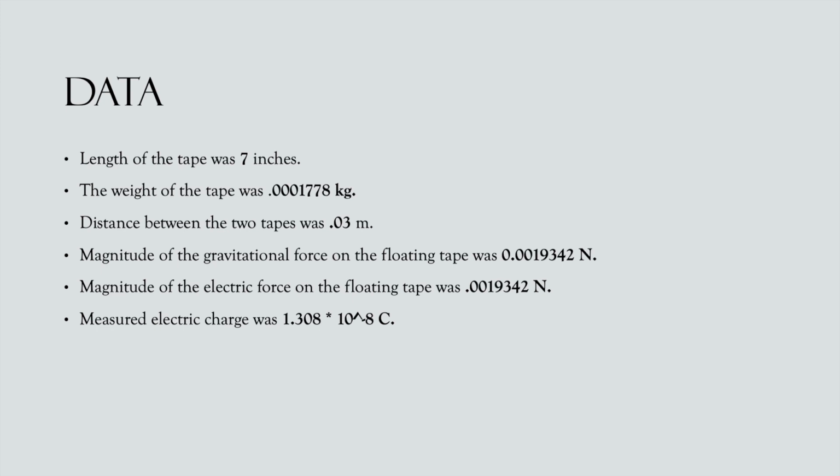0.0019342. Now we know that the net forces must equal one another for the electrical and gravitational, so we get the same value for the electrical force on the floating tape. The measured electrical charge, using our formulas previously, is computed to be 1.308 times 10 to the negative 8 C.